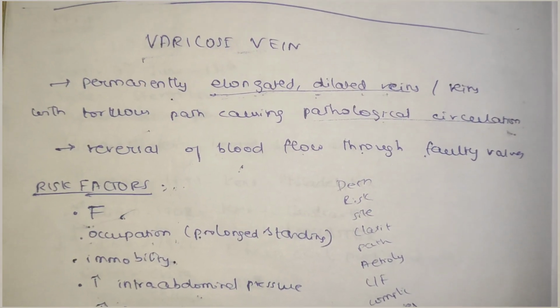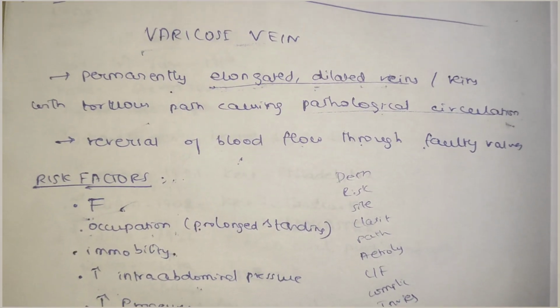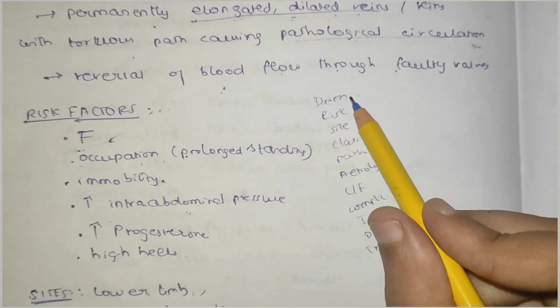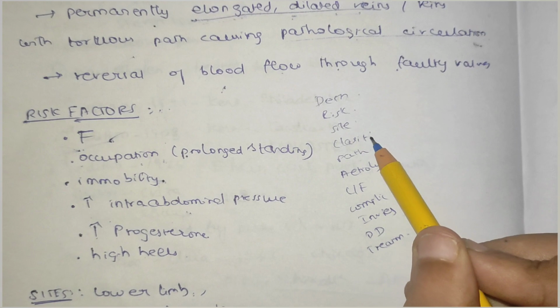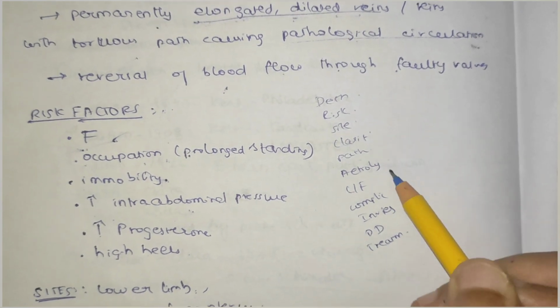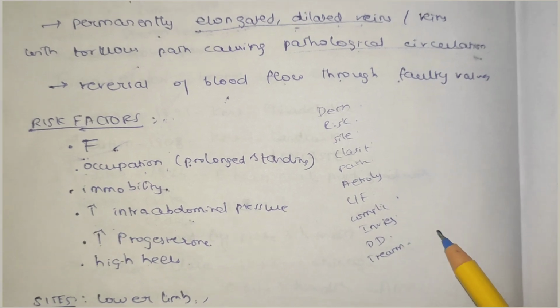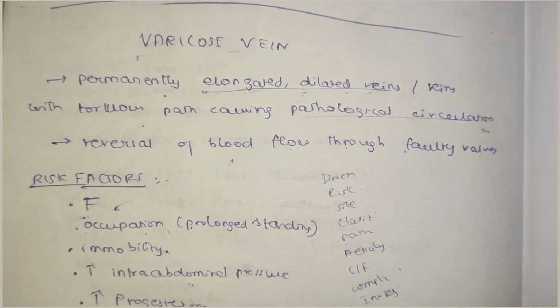Welcome all. Today we will be seeing a topic about varicose vein. So it is an important essay question. The topics we'll cover in this video are the definition, risk factors, site, classification, pathogenesis, etiology, clinical features, complications, investigations, differential diagnosis and treatment. So first, coming to the definition.